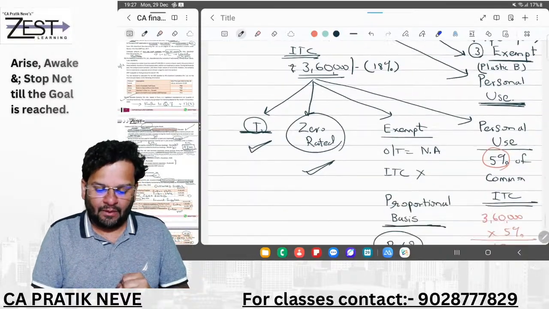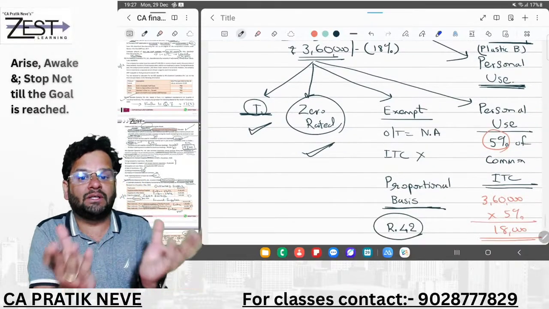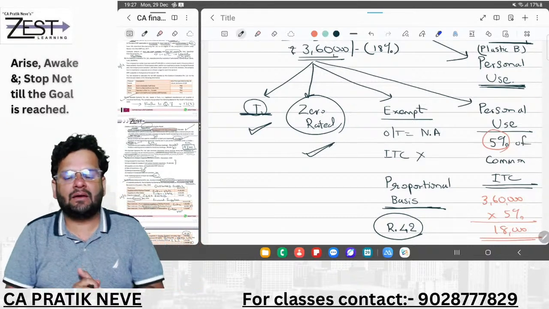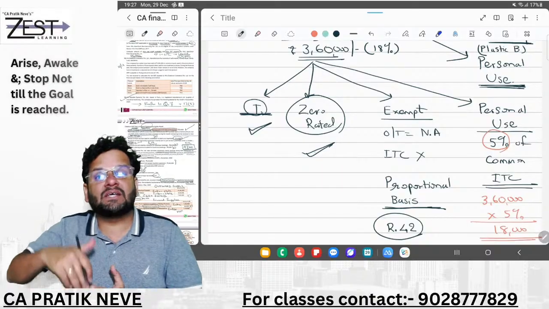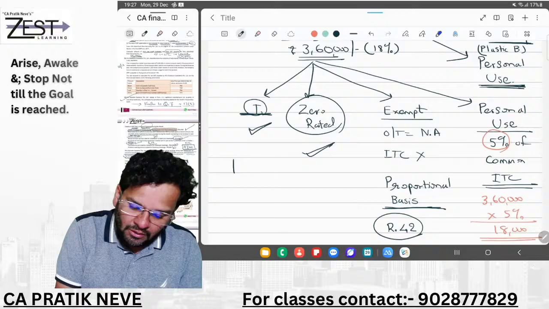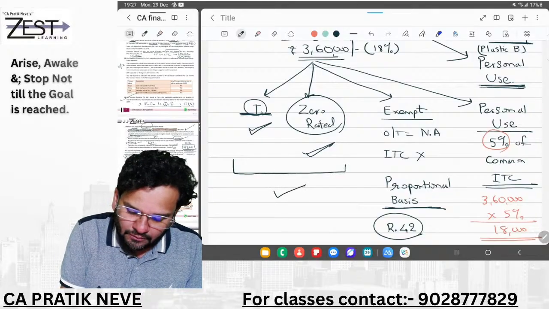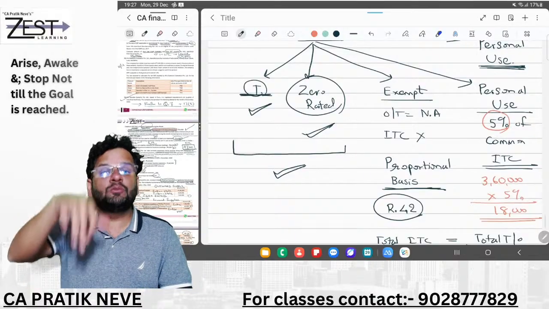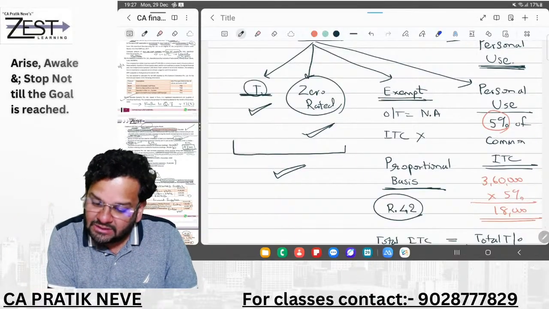So obviously you can't take ITC of the entire 3,60,000 because some portion of the raw material is used for making taxable supply, that is utensils which are sold within India. Some of it is used for zero rated supply. Zero rated supply means exports. So the government is ready to give you ITC on this too. But the government is not ready to give you ITC on inputs which are used in exempt supply.